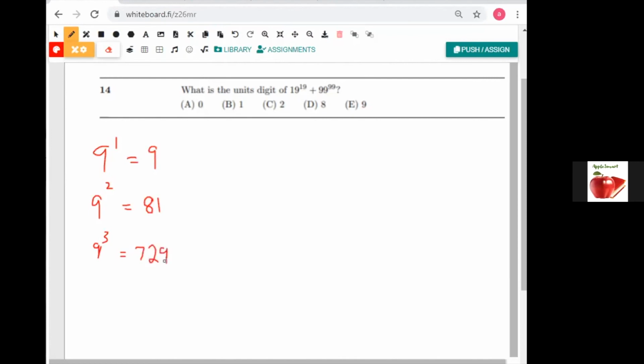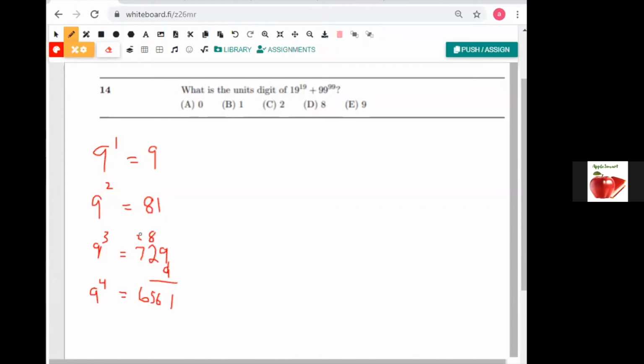729. That's right. Now, let's do 9 to the power 4. Can you times that by 9 again? Six thousand. 9 times 9 is 81. Carry the 8. 9 times 2 is 18, plus 8 is 26. 7 times 9 is 63, 64, 65. Okay, there we go. So what do you notice?